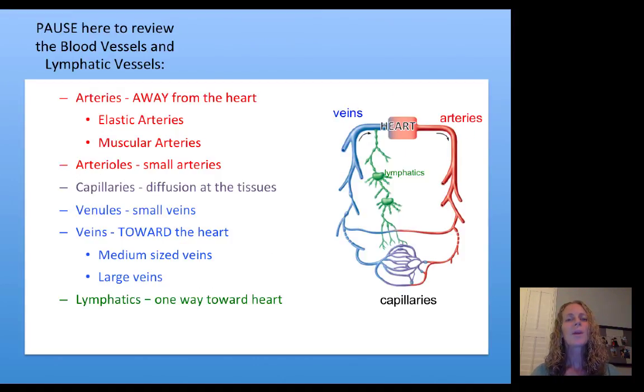Okay, we're going to pause here to review the blood vessels and the lymphatic vessels before we move on to the blood. So take a moment to make sure that you understand the differences between the different branches of the arteries, the capillaries, the different branches of the veins, and the lymphatics. Okay, let's move on to blood.